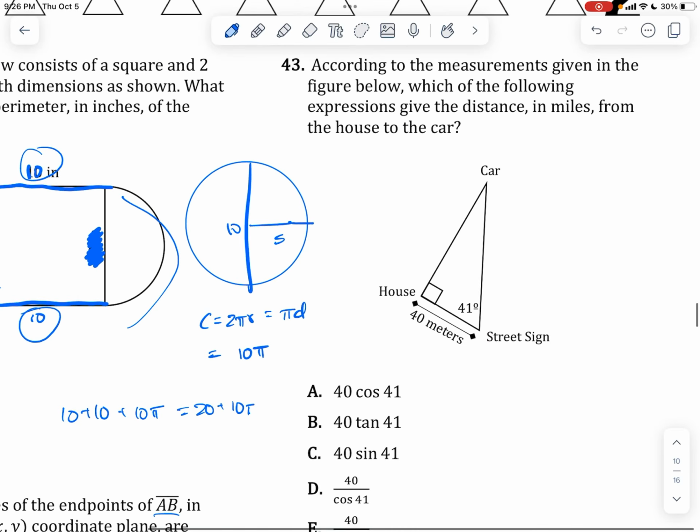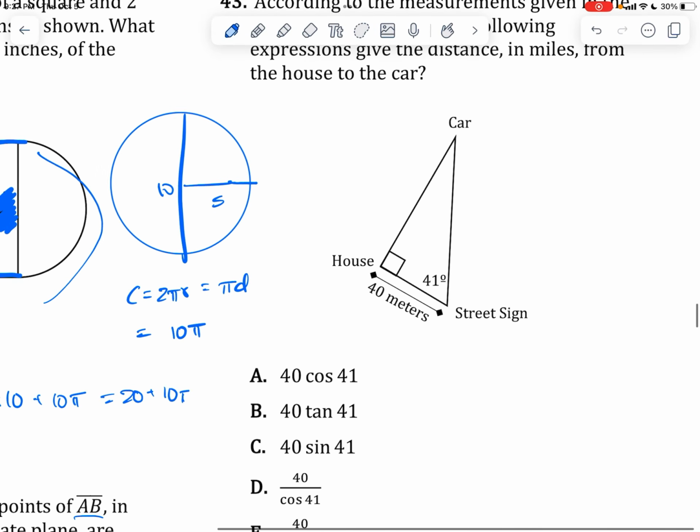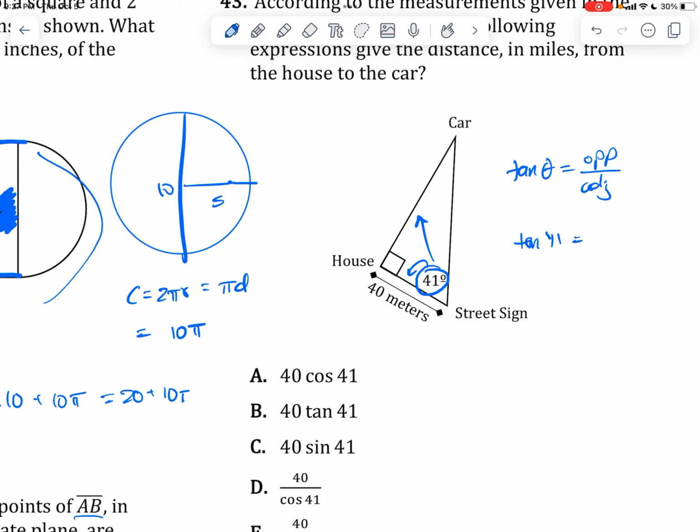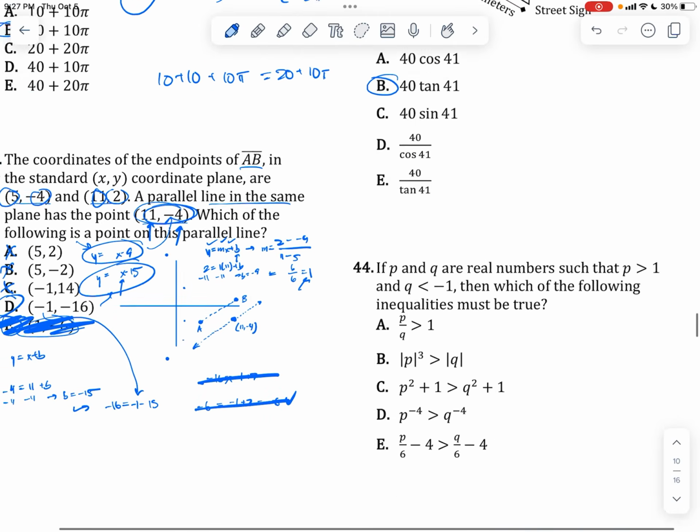According to the measurements given in the figure below, which of the following expressions gives the distance in miles from the house to the car? House to the car. Okay, so we have an angle, we have the adjacent side, and we want to find the opposite. That looks like tan theta equals opposite over adjacent. So let's do tan of 41 equals, I'll call this x, over 40. 40 times tan of 41 is going to give you x. 40 tan 41. We don't even need the number. That is the correct answer.